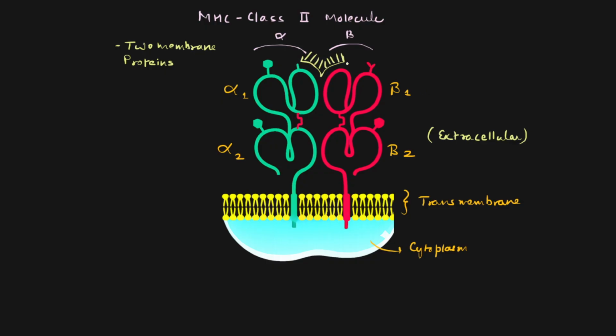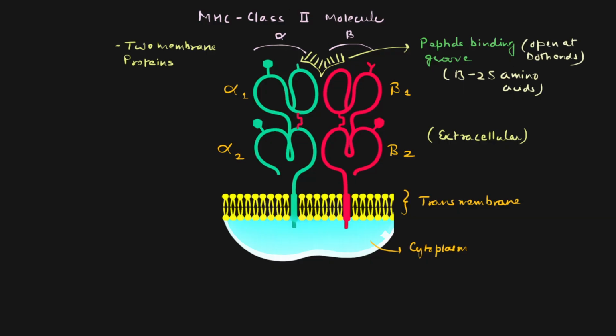And this one right over here is the peptide-binding region. It's also known as the peptide-binding groove. So let me write it down. Groove. Right, and you can see this region is open at both ends, and the amino acids that are going to bind right over here are 13 to 25 amino acids. So when they are getting expressed, you have 13 to 25 amino acids, and as you can see, this side is open at both ends. So we also call it an open site.